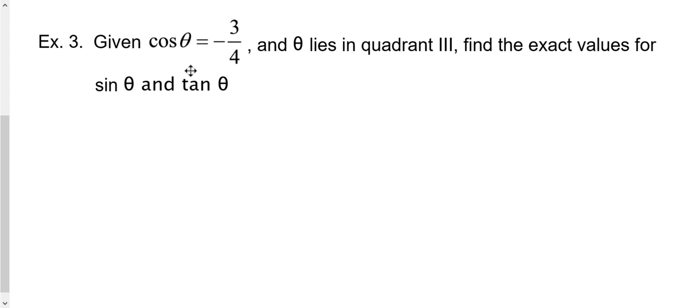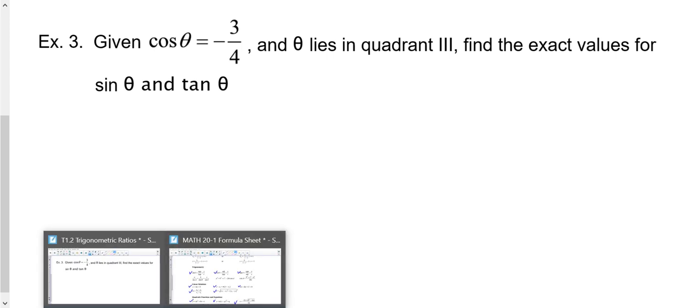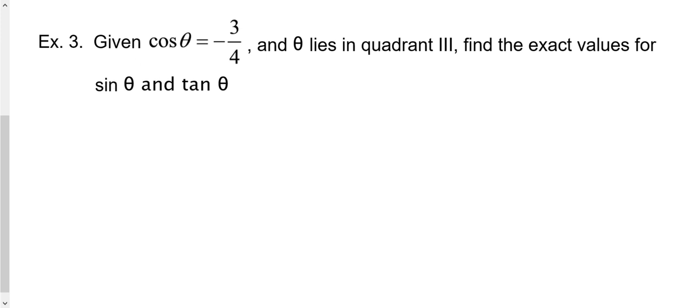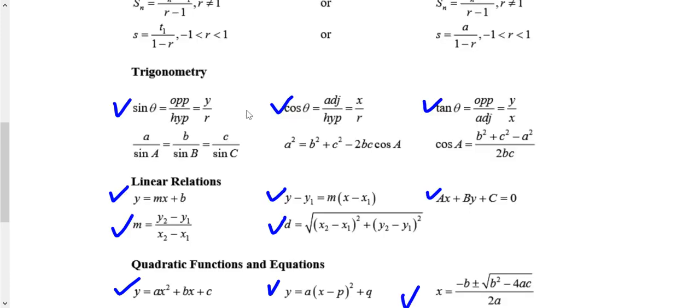Here we go. Given that cos theta is -3/4 and theta lies in quadrant 3, find the exact values for sine theta and tangent theta. Alright, you might want to pause for a few seconds and try to set up the question. In this case, we're talking about cos, sin, and tan, so definitely look at the SOHCAHTOA.